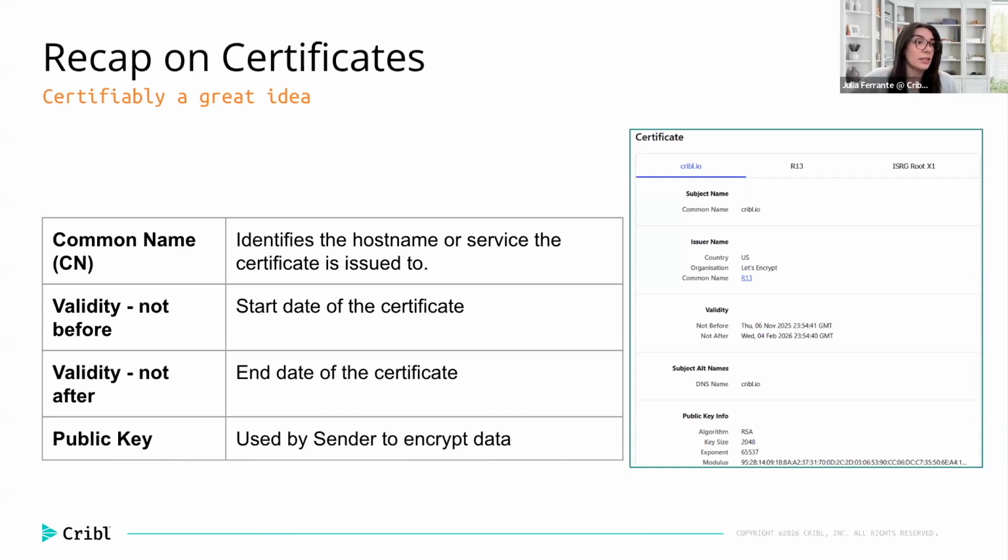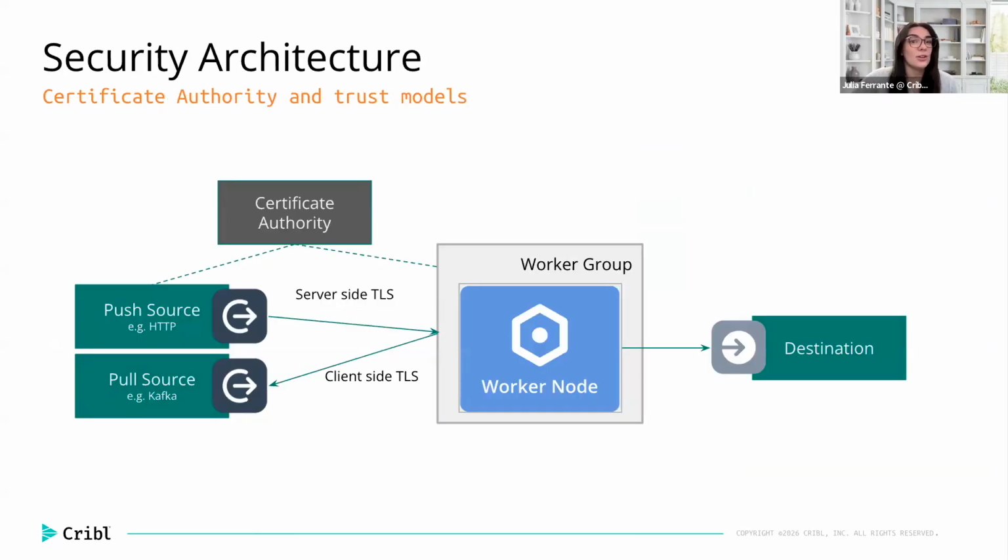And then you have public key, which is used by the sender to encrypt data. And again, awareness of these can be useful when troubleshooting issues, especially when it comes to certificates expiring or being out of date, etc. In this diagram, we are looking at a high-level security architecture when implementing TLS with Cribl Stream. The goal here is to understand how TLS fits into the flow of data from sources to destinations and how it works at a high level.